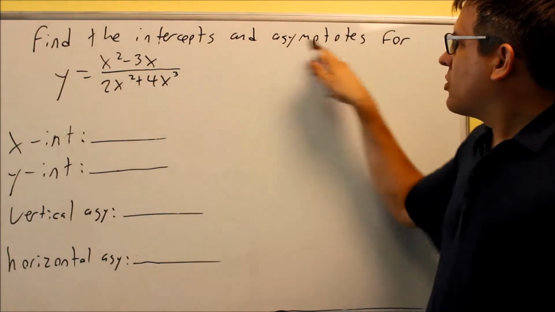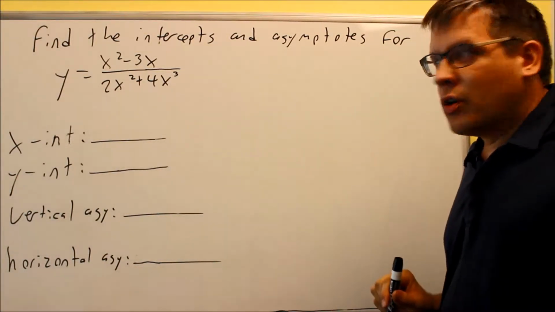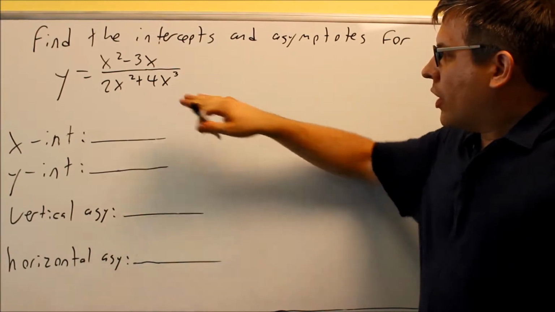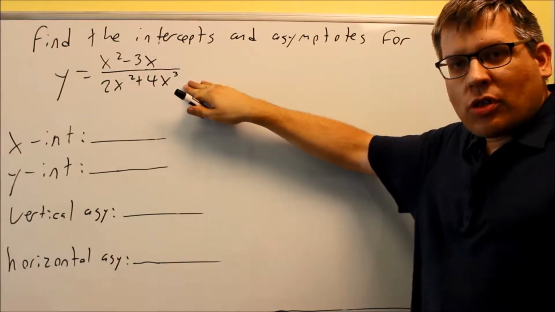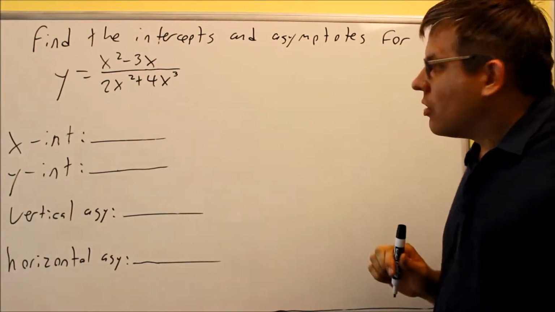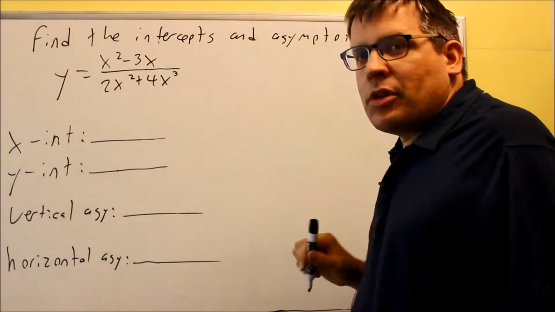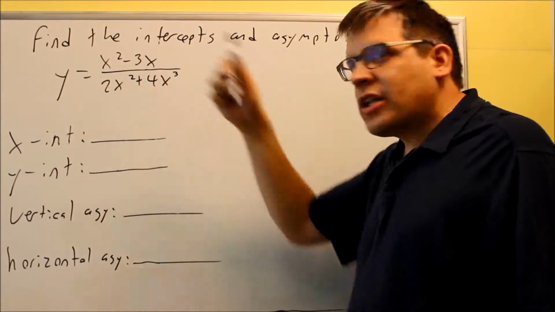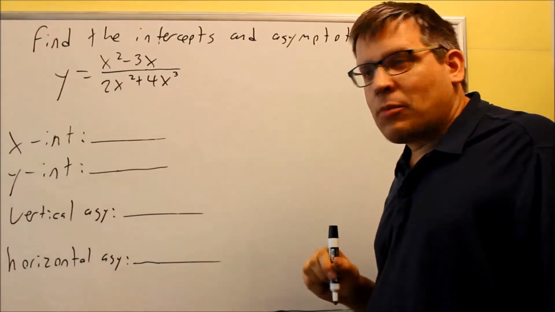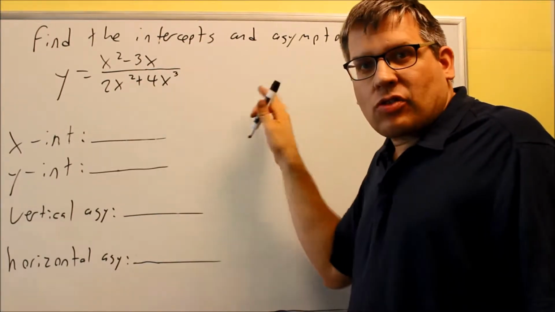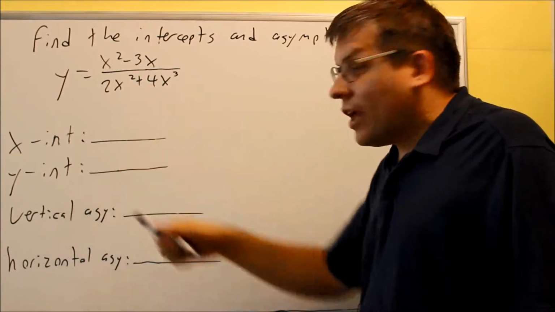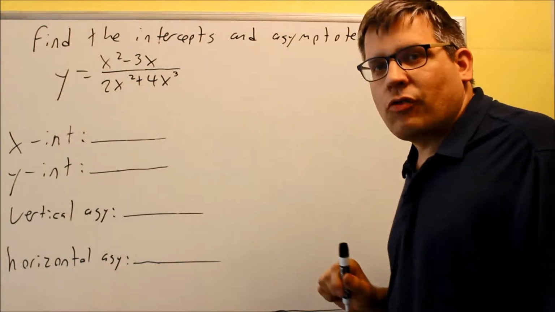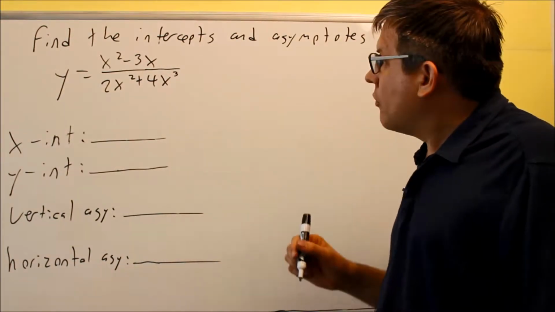Okay, we're going to find the intercepts and the asymptotes for this one. Whenever you do problems like this, the first thing you want to do is always factor both the top and the bottom. This is because sometimes you might get something to cancel out, and if that happens, you want to make sure you cancel it out first before you go ahead and answer these. So if it looks like something can be factored, go ahead and factor that one first.